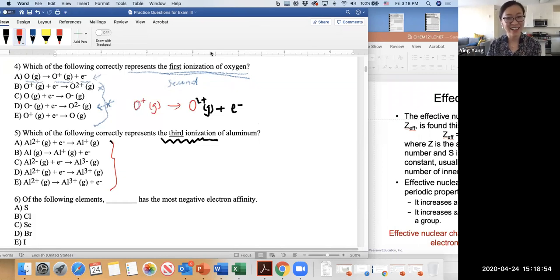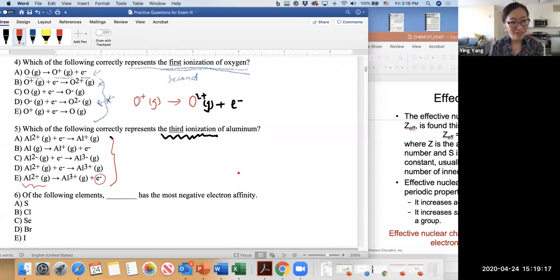Yes, the correct answer is E. So losing one electron, this one already lost 2 electrons, therefore it carries 2 positive charges. Now it's going to lose its third electron to form aluminum 3+, and this represents the third ionization.